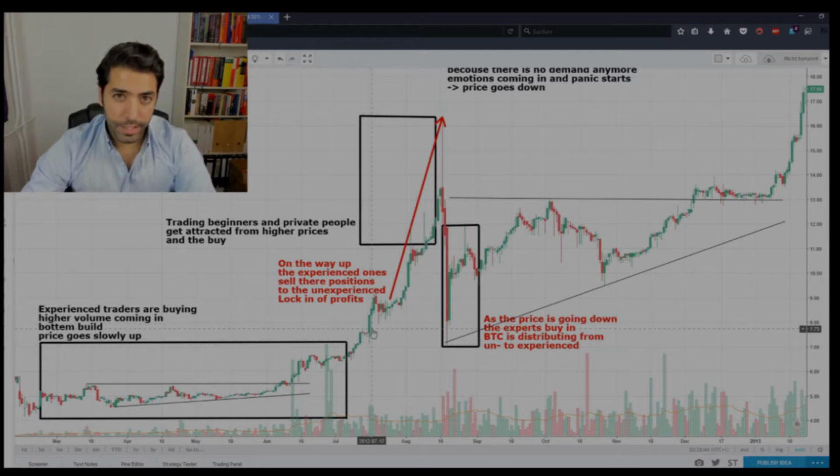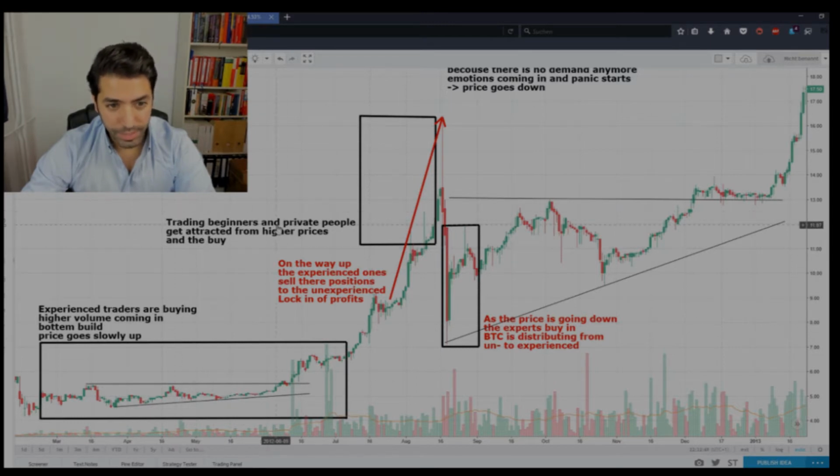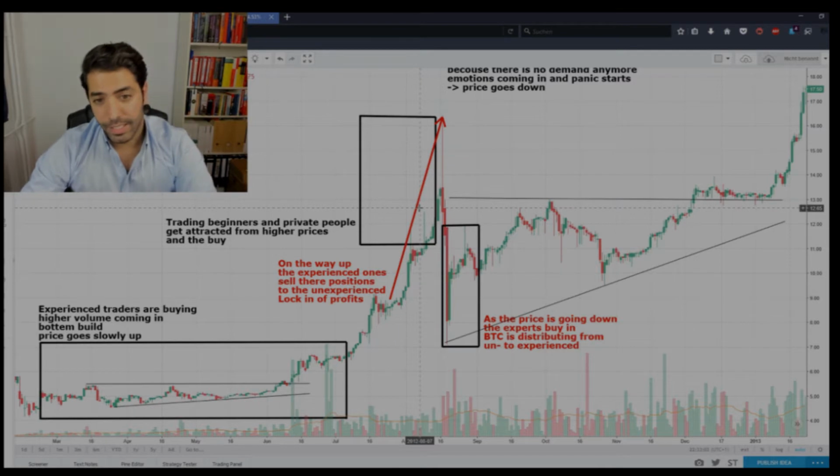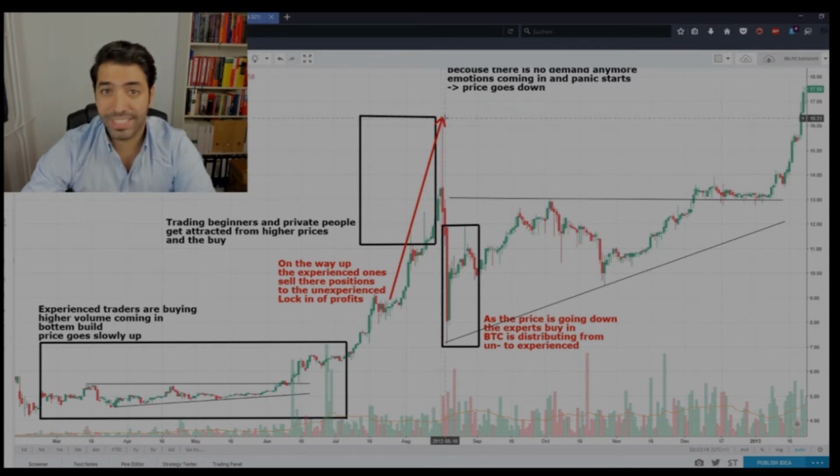After that, they realize, okay, maybe I should get in a position. So the trading beginners and private people get attracted by the higher prices and buy in. You can't spot this area exactly, but it will start somewhere here, and when you are very inexperienced, a total beginner, a newbie, and you're unlucky, you probably buy somewhere around this area where the price had already peaked above $16.